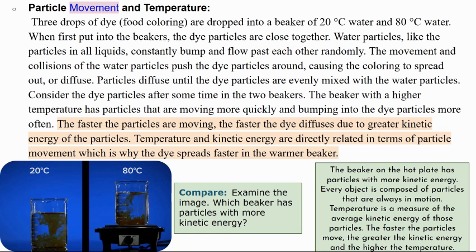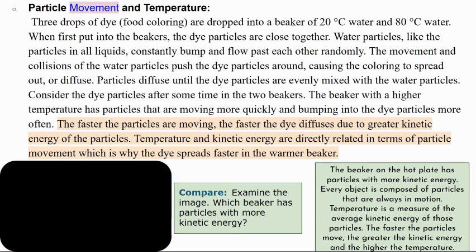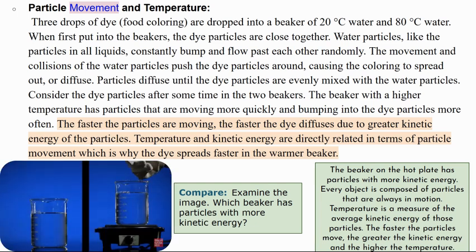Consider the dye particles after some time in 2 beakers. The beaker with a higher temperature has particles that are moving more quickly and bumping into the dye particles more often. The faster the particles are moving, the faster the dye diffuses due to greater kinetic energy of the particles. Temperature and kinetic energy are directly related in terms of particle movement, which is why the dye spreads out in the warm beaker.